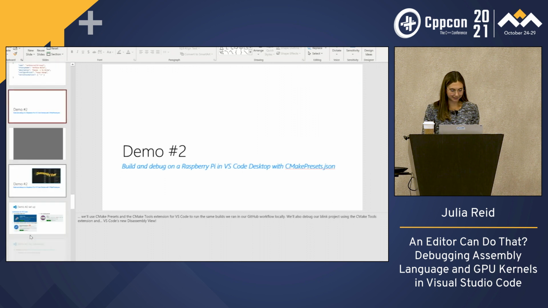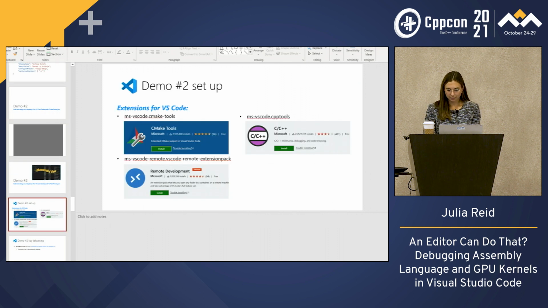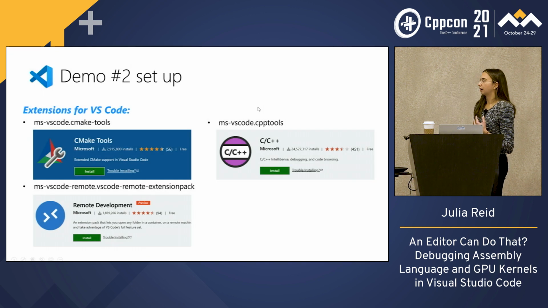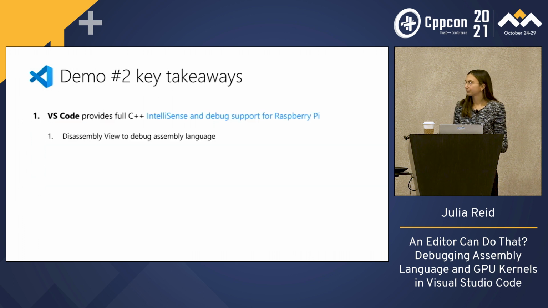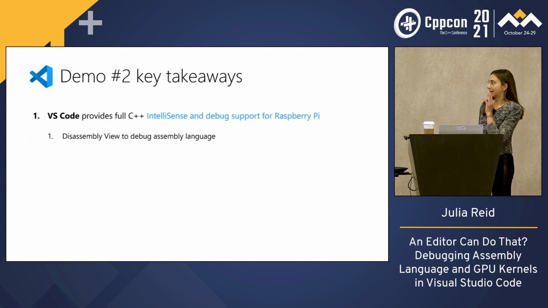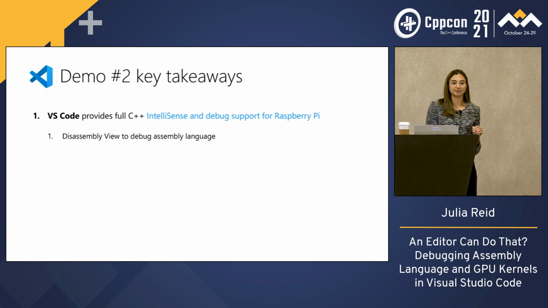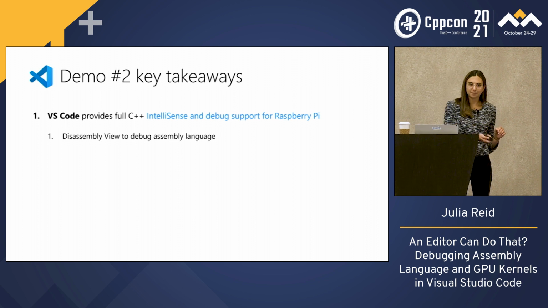Okay, we'll go back to the slides. So the extensions that I used in this demo are the CMake Tools extension, the Remote Development Extension Pack, and the C++ extension. Some key takeaways from this demo is that VS Code provides full C++ IntelliSense and debug support for Raspberry Pis, and you can use Disassembly view to debug assembly language.